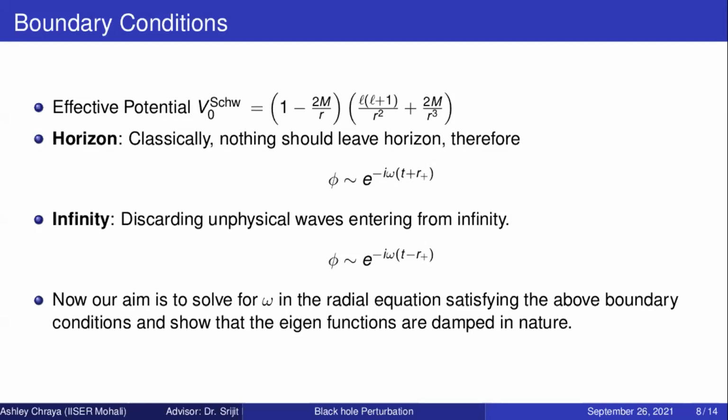By boundary conditions of a black hole, what I mean is that at the horizon nothing can leave. So if nothing can leave, the final solution which we will get is e raised to minus i omega (t plus r star), right? And for infinity, what we assume is that there are no unphysical waves entering from infinity. So in this case, the wave solution would look like this. Okay, so now we have the differential equation and we have our boundary conditions.